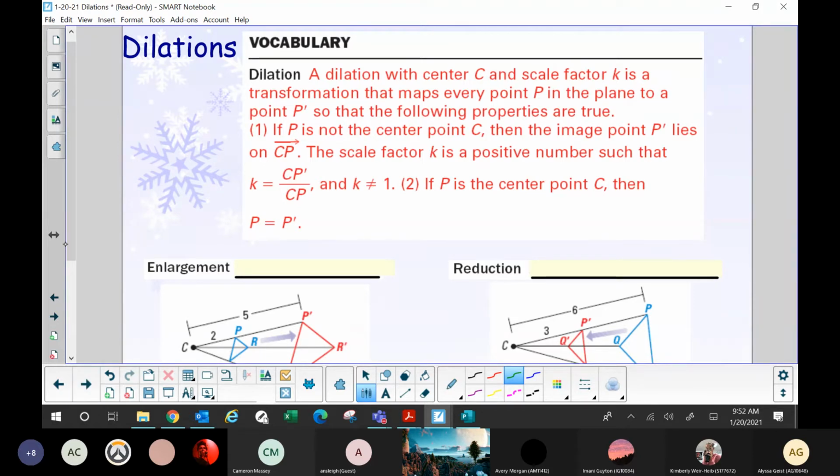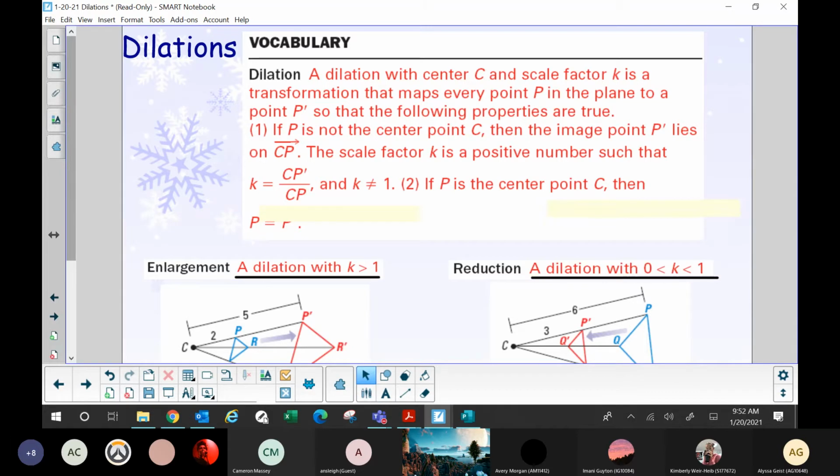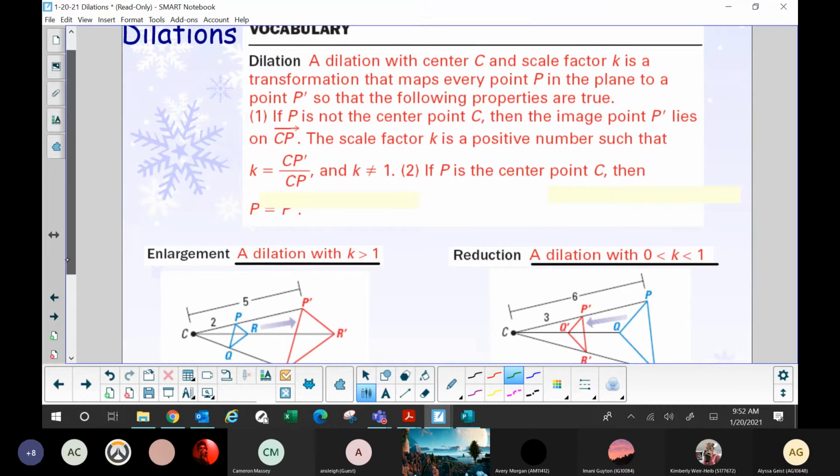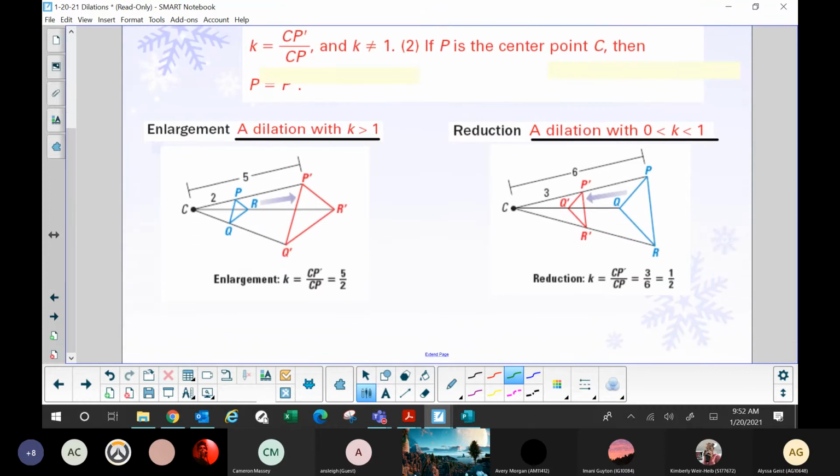So here, this is the official definition of a dilation. This is kind of what I went over in a nutshell. But an enlargement is a dilation with K greater than 1. A reduction is a dilation with K between 0 and 1. So it's a fraction between 0 and 1. Okay, so this is an enlargement. So the prime marks indicate your new figure. Okay, and then if it doesn't have any prime marks, that's your old figure.